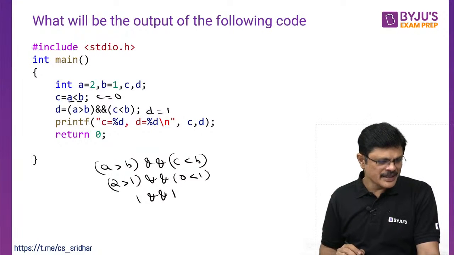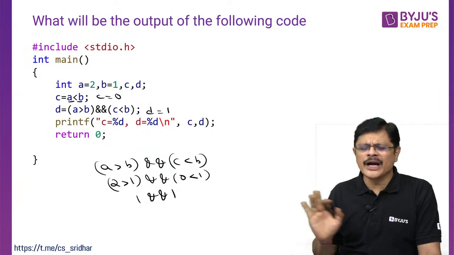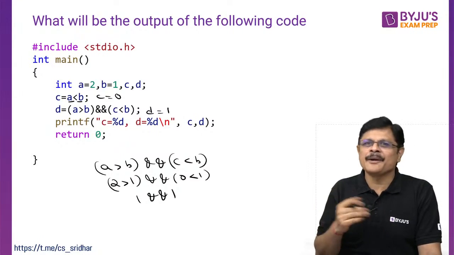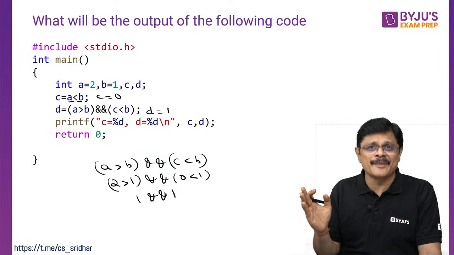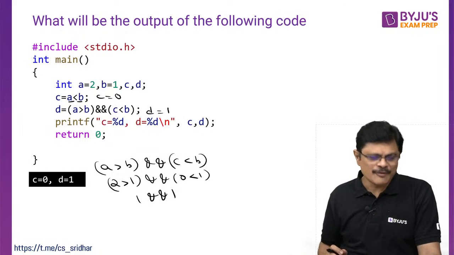Not 0, 0, Vengi. See, you are in a hurry, my dear friend. Don't be in a hurry. You don't have to go anywhere. Be cool. We'll do that hurry-burry when you write the examination. Now be cool, don't worry. Nothing will happen. So the answer would be 0, 1.